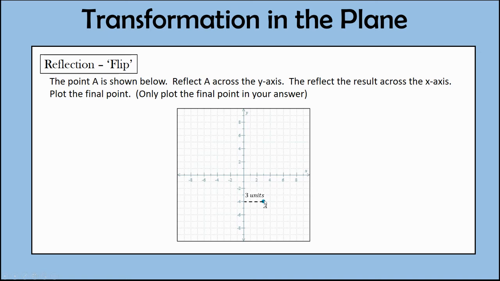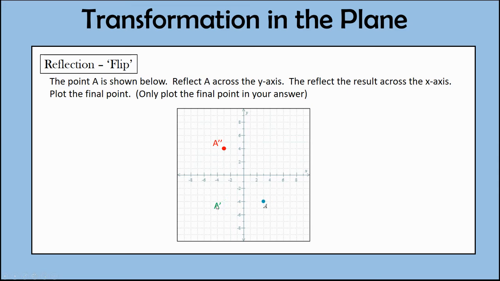If I'm going to reflect it over the y-axis first, then A is 3 units away from the y-axis. So count from A to the y-axis in a horizontal line, 1, 2, 3. So now from this line, I want to go 3 units to the other side of it, and there's my A prime. Okay, so that's the first movement. Now we want to reflect or flip it over the x-axis. So how far from A prime to the x-axis? Well, that's 4 units. Now I want to continue in that same path 4 units to the other side of the line, and there's my A double prime.